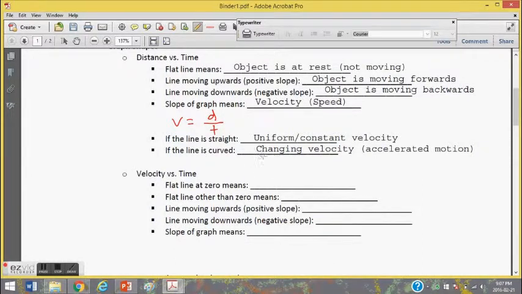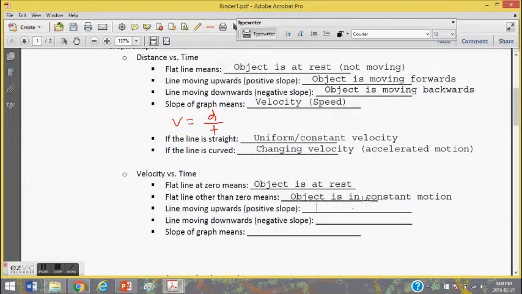All right. What about a velocity versus time or a speed versus time graph? Well, a few things we can learn from these ones. First of all, a flat line at 0 means the object is at rest. Flat line other than 0, the object is in constant motion. Okay, so if you have a flat line at positive 3, it's moving at positive 3, whatever the velocity units are. If you have a flat line at negative 3, it's negative 3, so it's moving backwards at whatever the velocity units are.